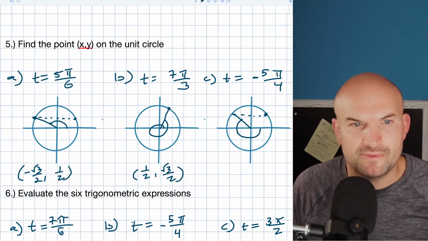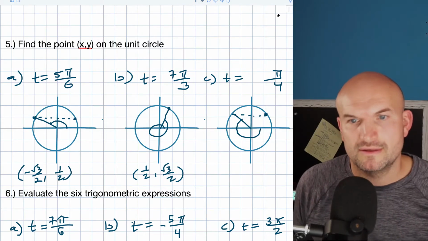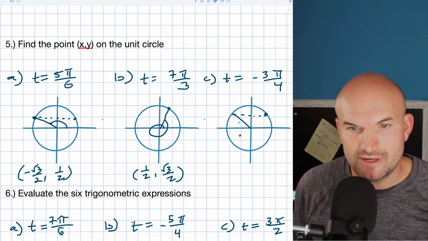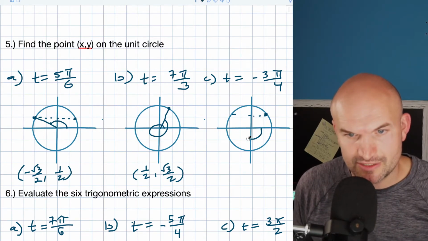It should be negative 3 pi over 4. What am I doing? Why did I mess this up? I'm sorry about that. Let me go and fix these points because this is not what I wanted to show. Okay, so negative 3 pi over 4. That's right. It should be right there.